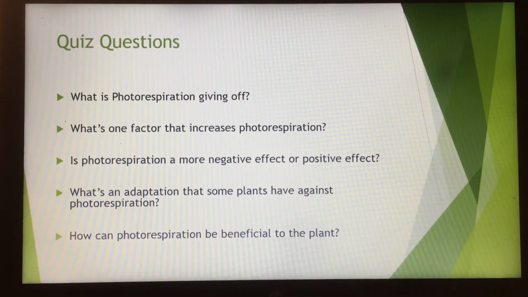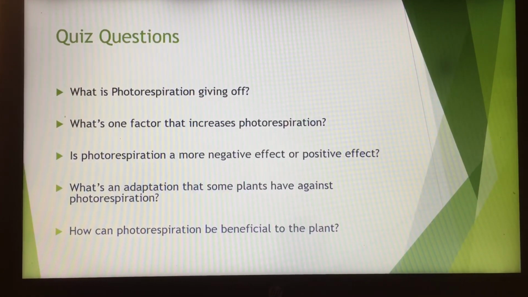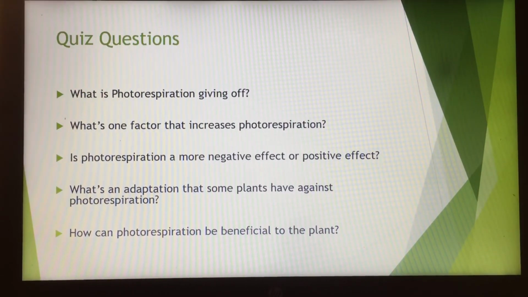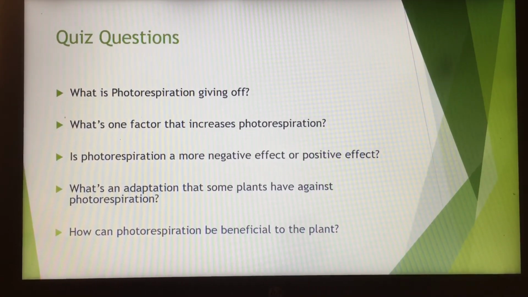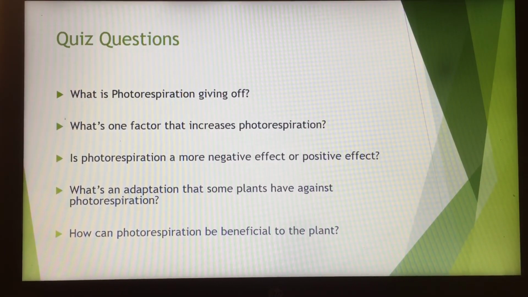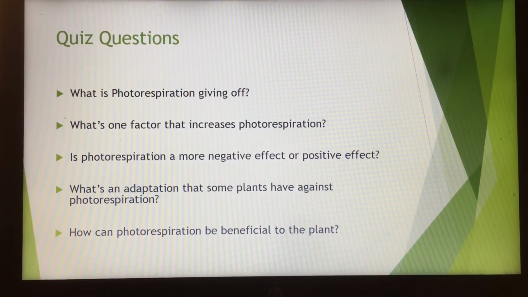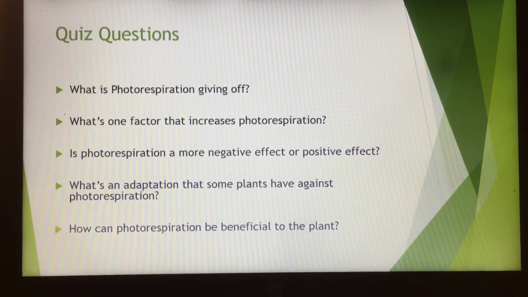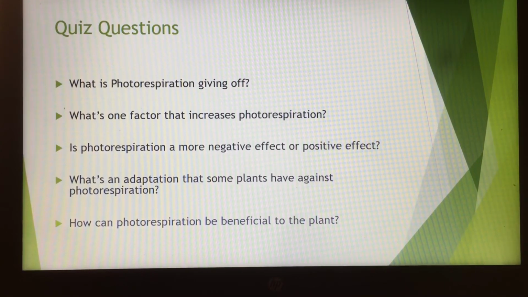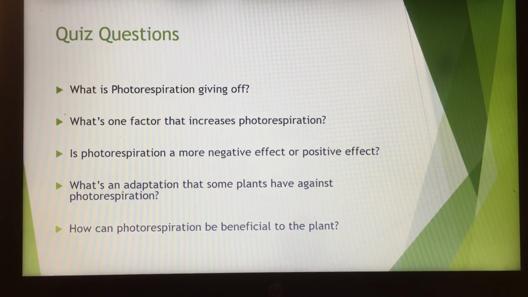Here are some quiz questions. What is photorespiration giving off? What's one factor that increases photorespiration? Is photorespiration a more negative effect or positive effect? What's an adaptation that some plants have against photorespiration? And there were several mentioned. And how can photorespiration be beneficial to the plant?